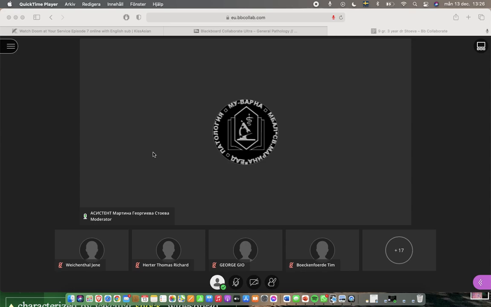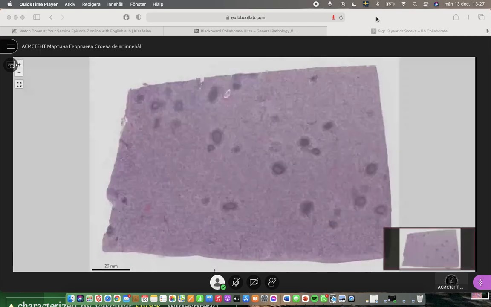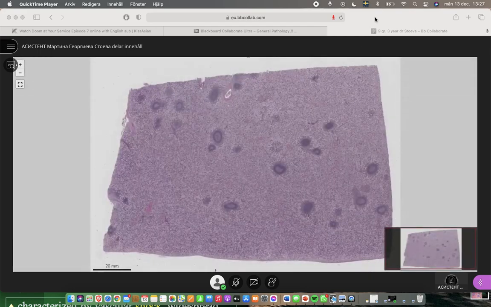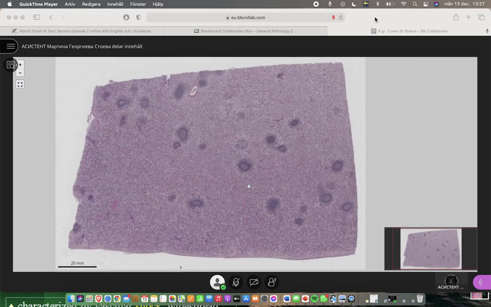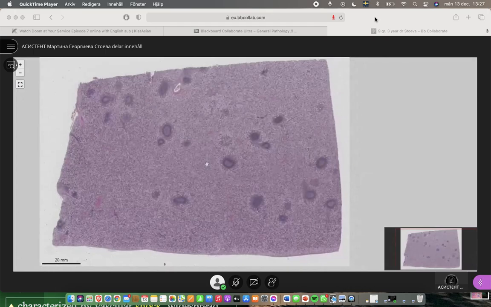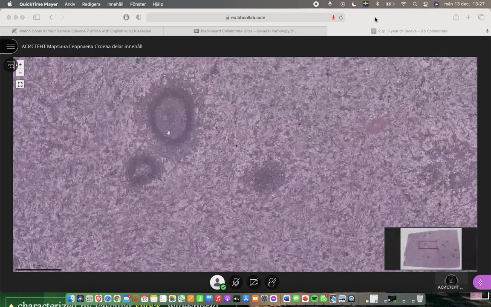Slide number 17 is the next one. Gaucher disease. The specimen could be recognized based on these round structures. These are lymph follicles, and in some of them, we can find a centrally placed arteriole.